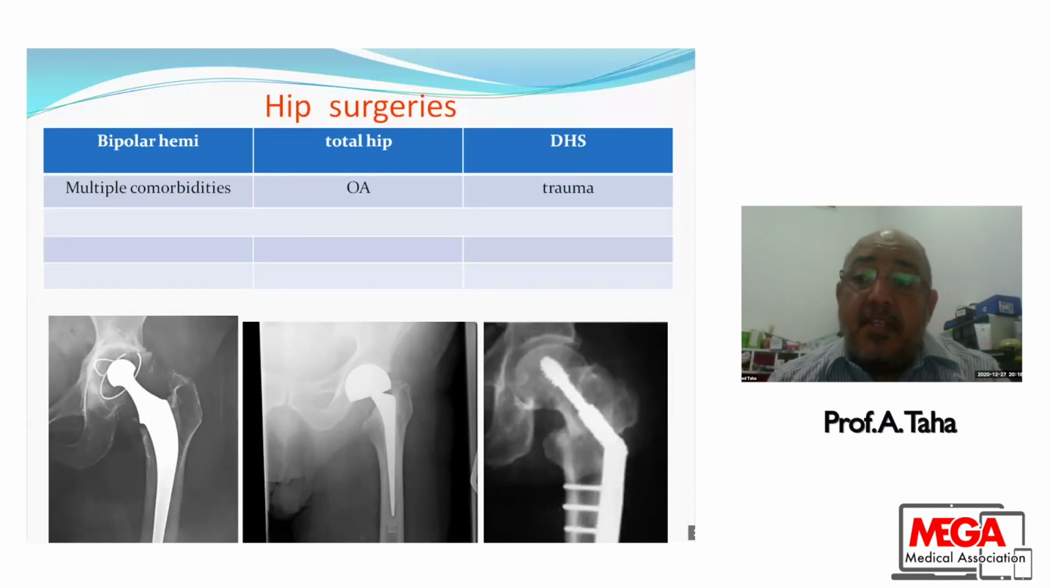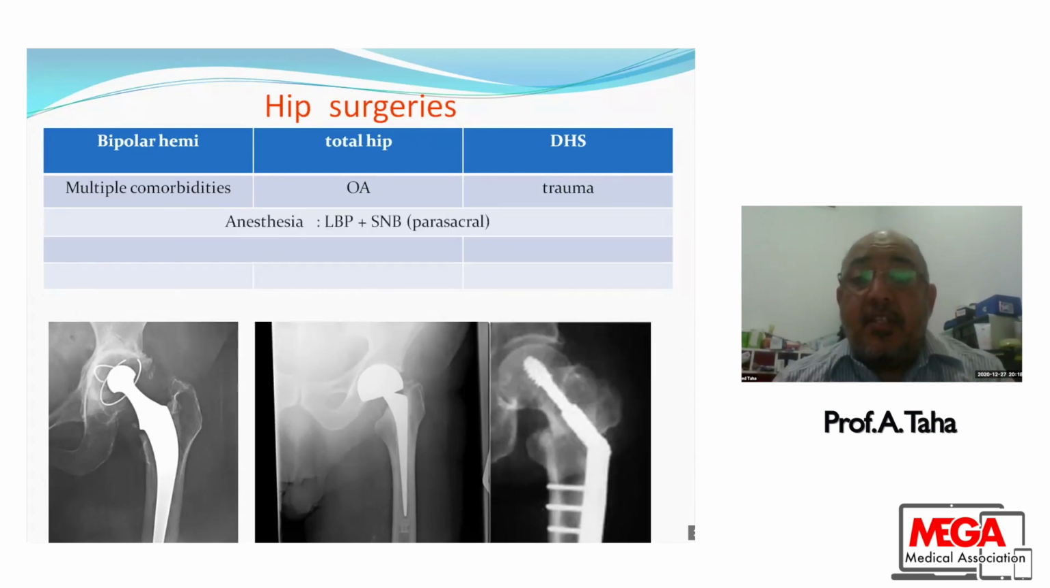However, at the same time, if this patient has a lot of risk and receives general anesthesia or spinal anesthesia, they may also die. So I think complete anesthesia for this patient, especially for bipolar hemiarthroplasty, could be done completely by nerve block. To achieve anesthesia, it can be given as lumbar plexus plus sciatic nerve block, parasacral approach.